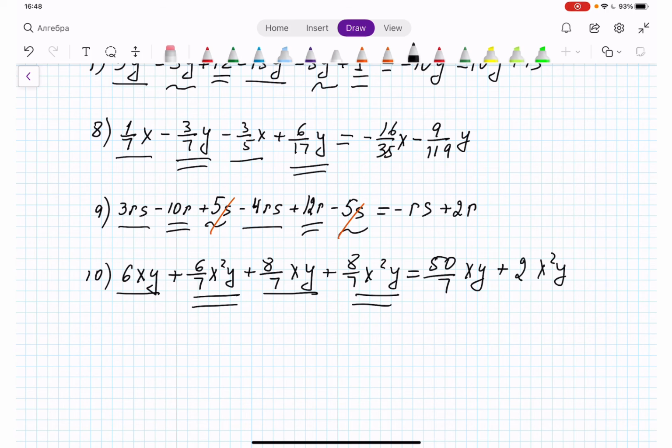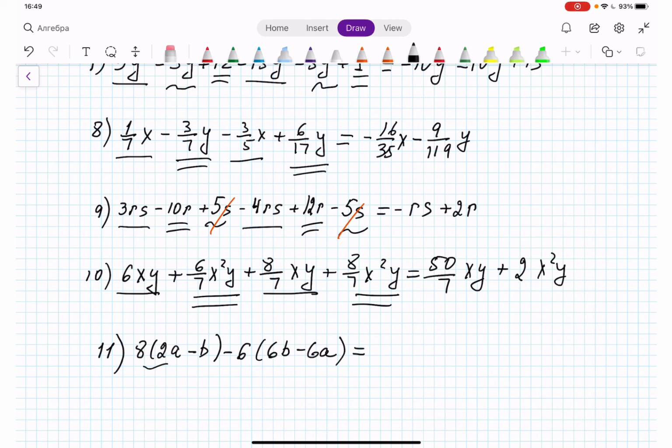Question number 11. All right, what do we have for question number 11? We have 8 times 2a minus b, minus 6 times 6b minus 6a. This is b, guys. Let me fix that: minus 6a. So what do we have?